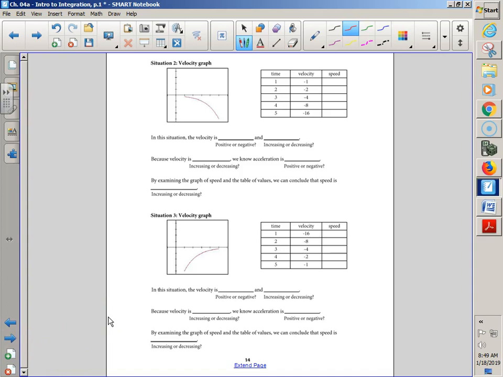Hopefully you guys figured out that this is going to be the absolute value of velocity: 1, 2, 4, 8, 16, which means it's actually flipped from velocity, which maybe would have already told you increasing. But did you see what's going on? Velocity is negative and decreasing. Because velocity is decreasing, acceleration is negative. What's true about their signs? They're the same, which is why the object is speeding up. Speed.